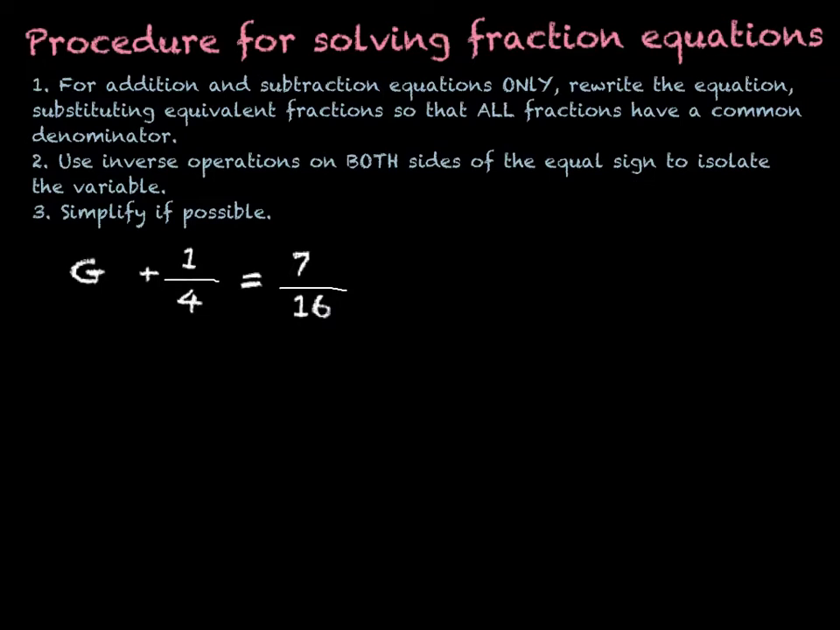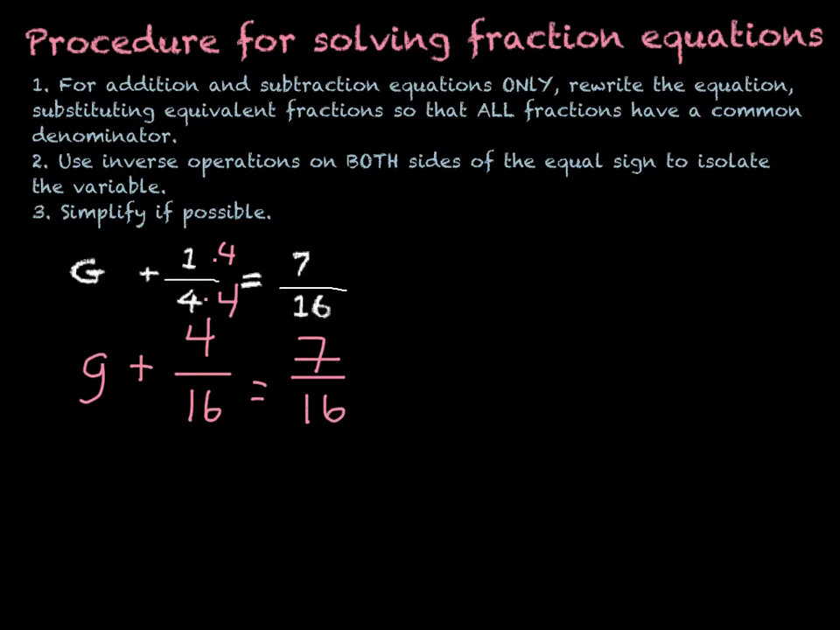For our next problem, we have, this time, an addition equation. So I'm going to start the same way by finding a common denominator, and I'm going to do 16 this time. That way I only have to change this equation. Since I multiplied 4 times 4 to get 16, I'm going to multiply 1 times 4 and get 4. And that equals 7/16.